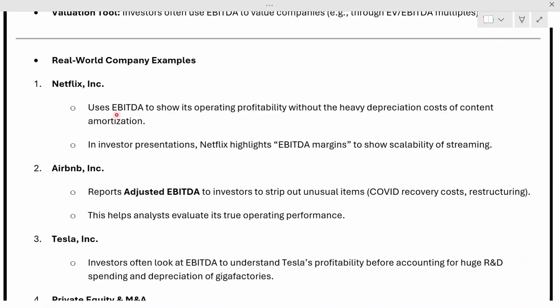If we see Netflix, it uses EBITDA to show its operating profitability without the heavy depreciation cost of content and amortization. Because whenever Netflix creates content, that creates an intangible asset for them, because they are creating some web series or movie, and that intangible asset can be used for a longer period of time, which causes heavy depreciation and amortization. But Netflix wants to show their earnings from their routine operations, so they use this EBITDA ratio. In an investor presentation, Netflix highlights EBITDA margins to show scalability of streaming.